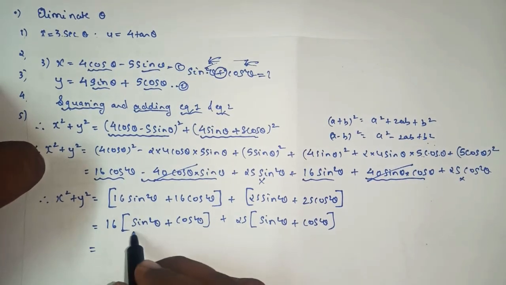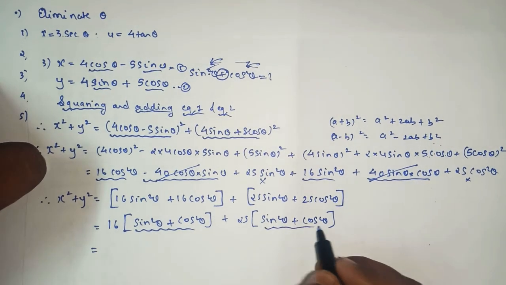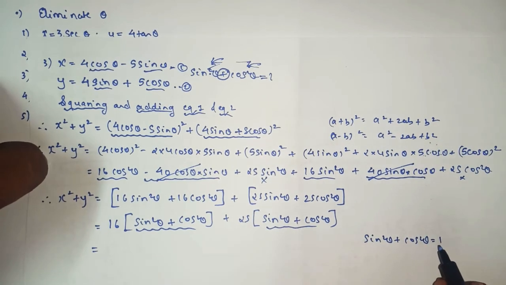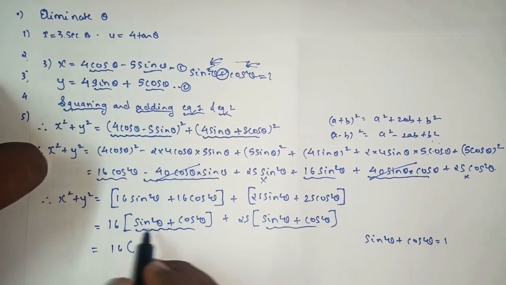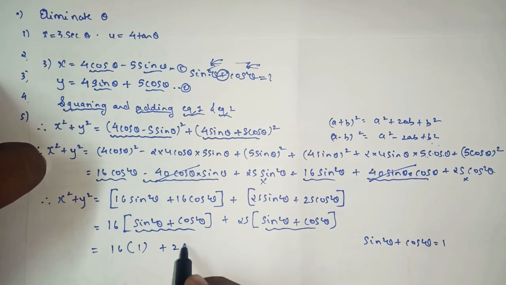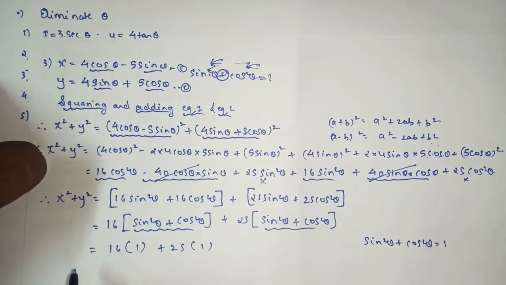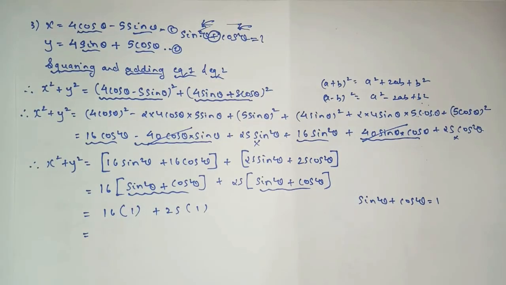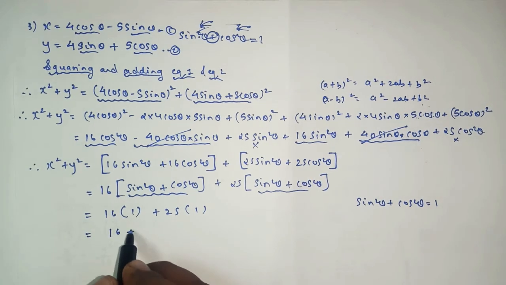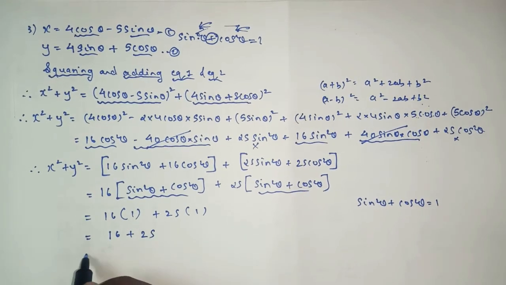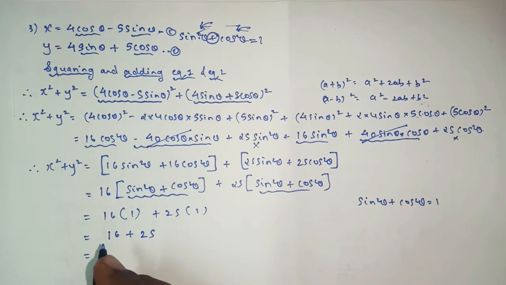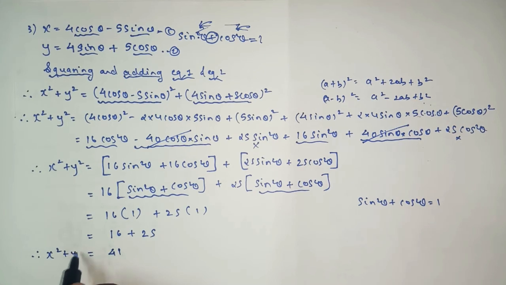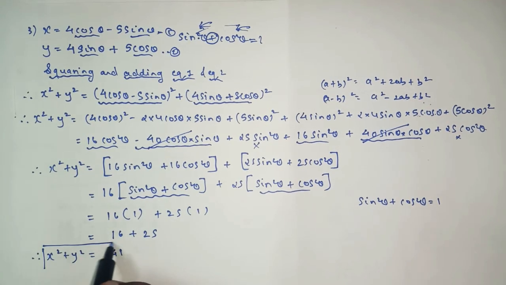As we know that there is one relation between sine and cos, that is sin square theta plus cos square theta is equals to what? 1. So in place of sin square plus cos square we can write as 1, and in place of sin square plus cos square here also we can write as 1, as we know that sin square theta plus cos square theta is equals to what? 1. So here 16 into 1 is 16, 25 into 1 is 25. So 16 plus 25 is what? 41.